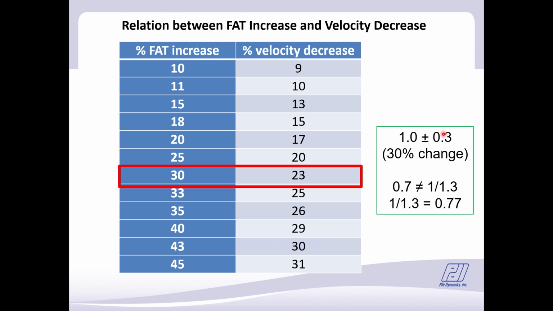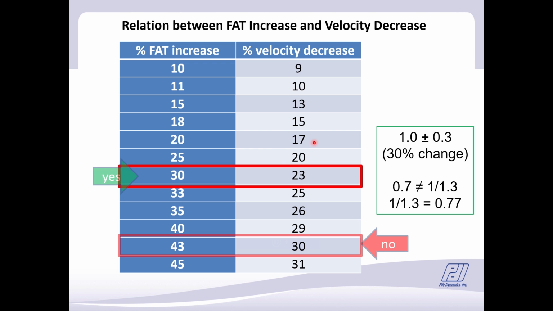But note that a 30% change from a value of 1 is either 1.3 or 0.7, and 0.7 does not equal 1 over 1.3. 1 over 1.3 is 0.77, and the complement of 0.7 is 30%, while the complement of 0.77 is 23%. So we again recommend looking at the first arrival time delay rather than looking at the velocity decrease.